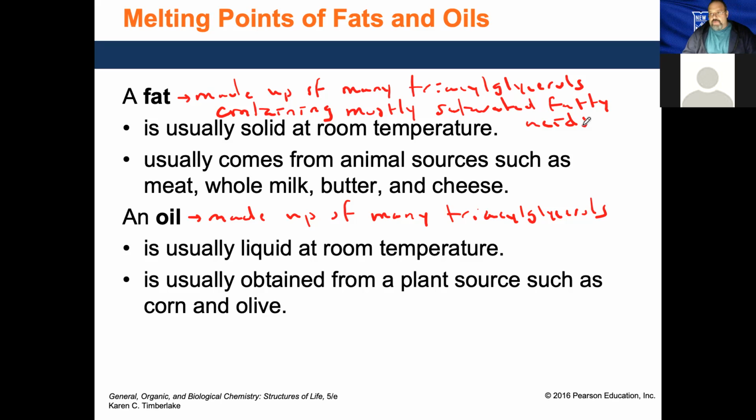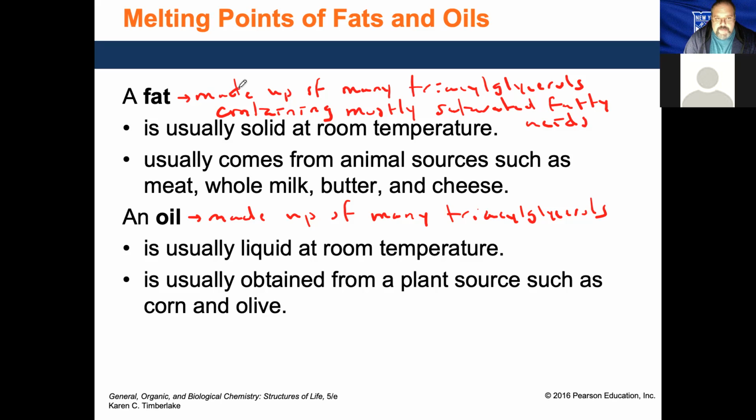Because if you think about saturated fatty acids, what do we know about saturated fatty acids? That they are essentially solids at room temperature. So if your fat is made up of many triacylglycerols containing mostly saturated fatty acids, it should make sense that they are usually solids at room temperature. So how does that compare to an oil?